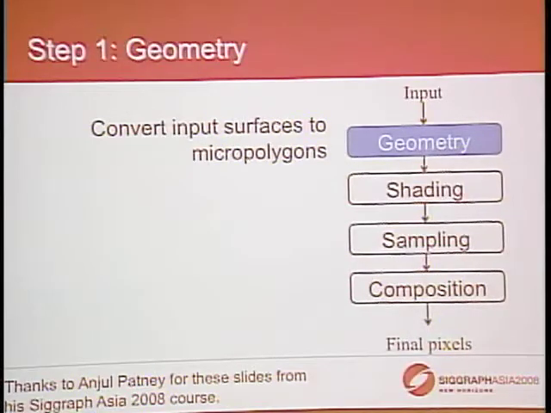So what are the interesting research questions here? If we wanted to do this sort of thing in a real-time pipeline, what would it take for us to be able to do this? We're going to start off by bringing in surfaces, some sort of mathematical description of a surface. And we'd like to convert this into these micropolygons. The micropolygons are going to be very small. They're the size of a pixel.